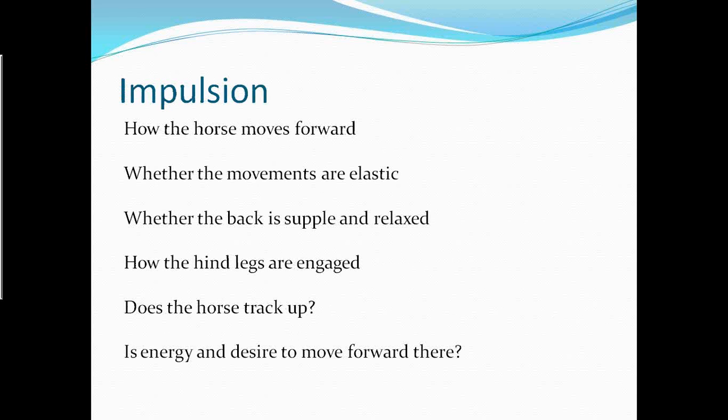Impulsion is how the horse moves forward. If he's elastic, I think almost of a cat, a panther, that's an elastic kind of movement. If the horse's back is supple and relaxed and the hind legs are engaged and the energy is allowed to come through the horse right up to the bit, does the horse track up? As we discussed before, that's really key. When I first see the horse come in, that's the first thing I look at, his hind end. And I want to see the energy and desire to move forward throughout the test, in the trot work, in the walk work.